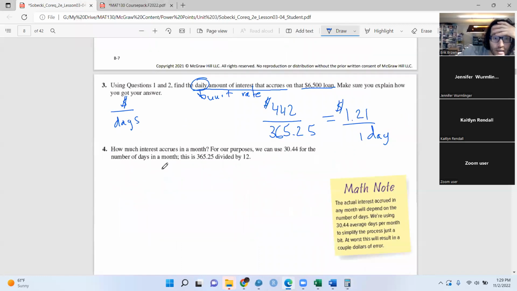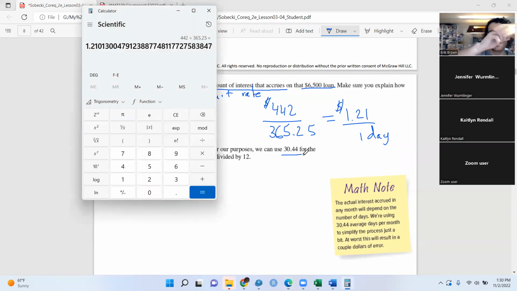So then our author says, well, how much interest accrues per month? And he used to have us calculate different months because some months are 28 days in length, some months are 30 days in length, some months are 31 days in length. Where did he get this 30.44? I'm just going to guess. Let's see, 365.25 days in a year, 12 months in a year. So if we get the average days per month, my guess is that these two numbers divided will equal, yeah, there it is, 30.44 days per month on average.